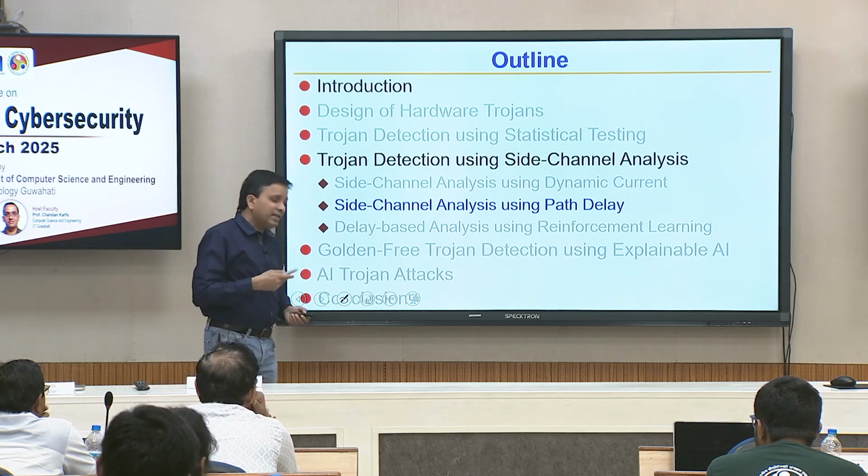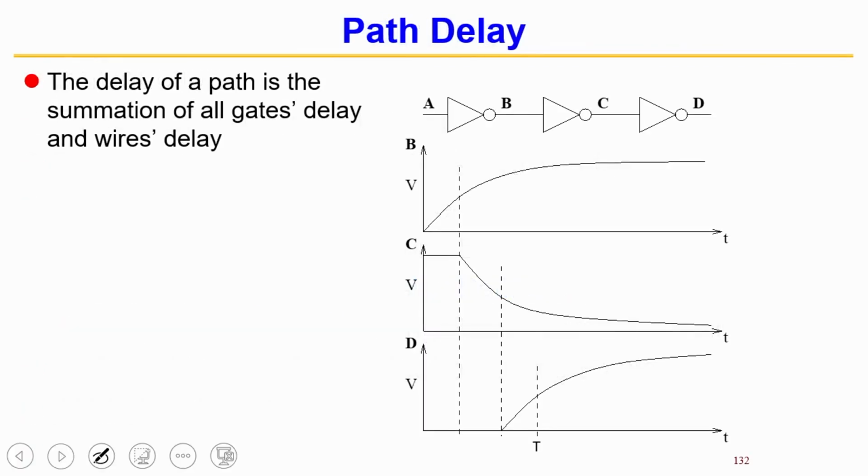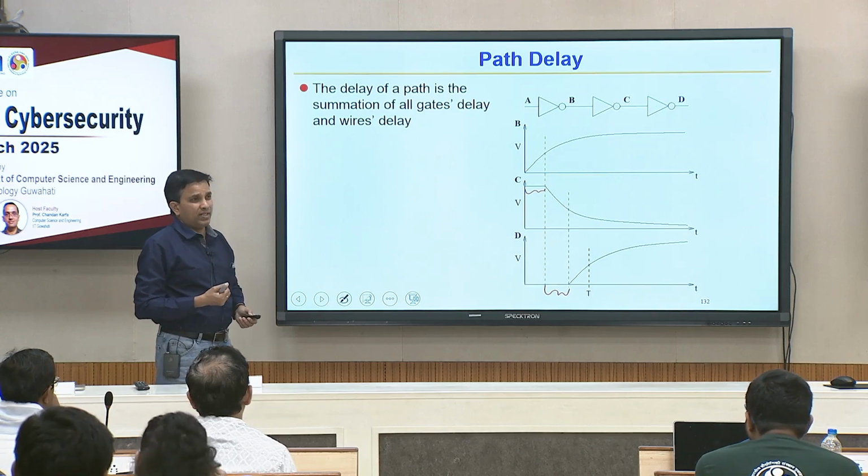Now I am going to talk about another side channel footprint called path delay. If you look at this sequence of gates, they are going to consume some delay. Depending on when you apply the input and when the output is observed, this gate is going to take this much time, the second gate that much time, and so on. You can figure out how much time each gate takes. That is the notion of delay. You apply an input and that changes how long it takes to reach there, and this delay itself we can utilize to do Trojan detection.